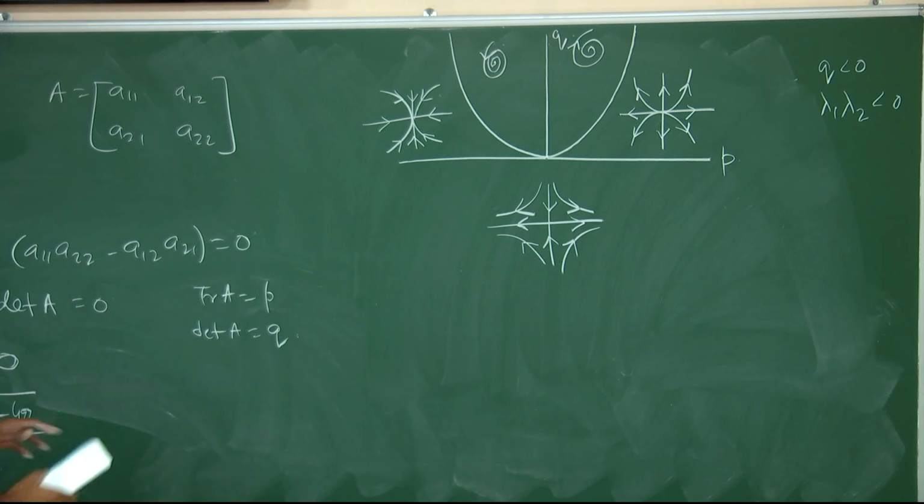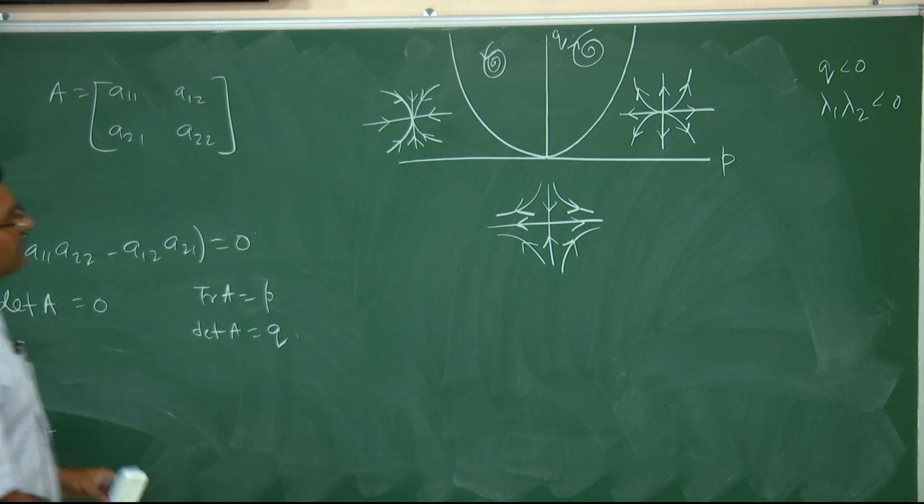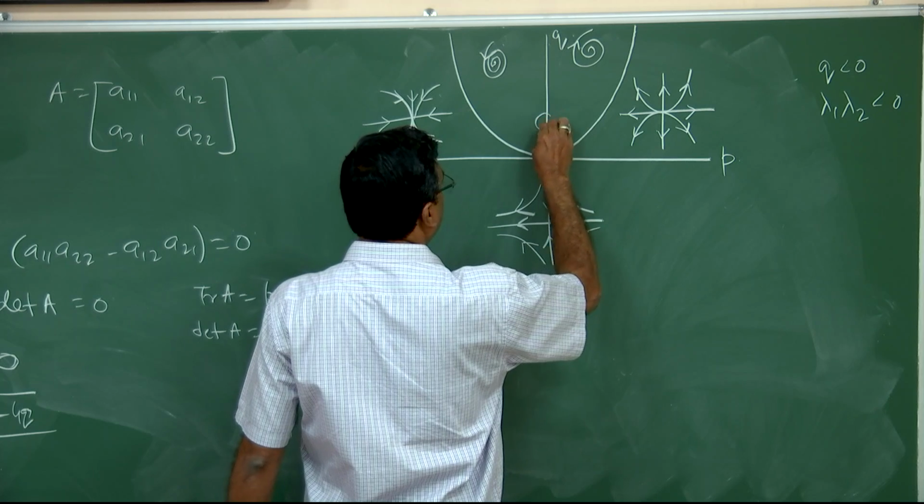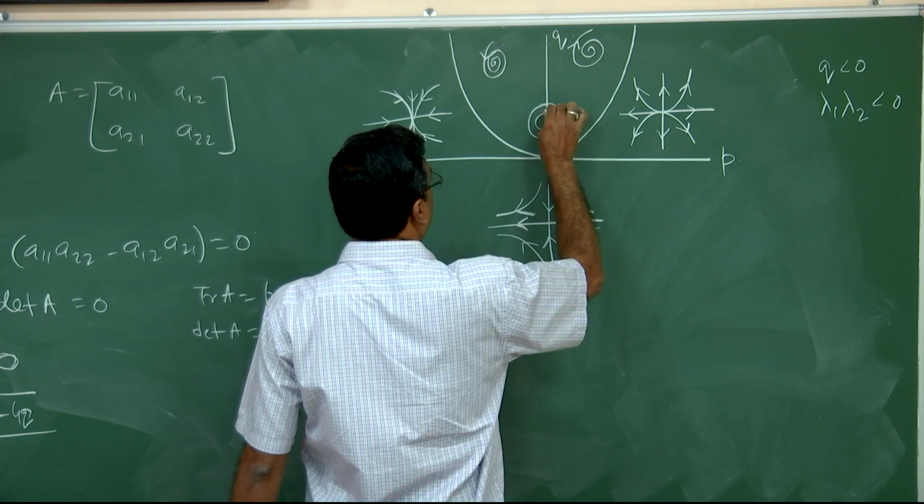Once P equal to 0 and Q is non-zero, and also Q is positive here, above the line Q equal to 0, you have purely imaginary complex conjugate eigenvalues. So on this axis you will be having a phase portrait like this, right.